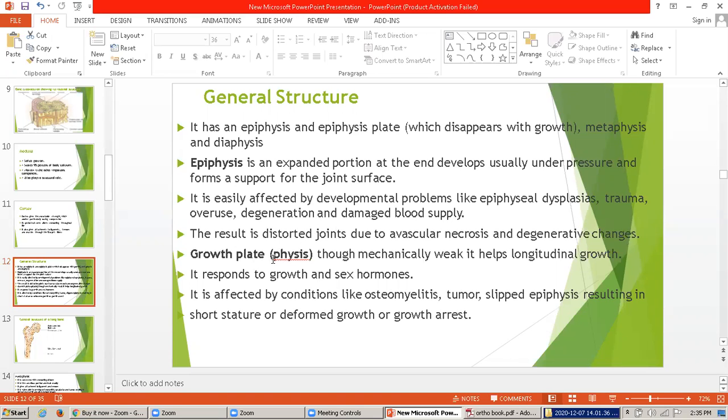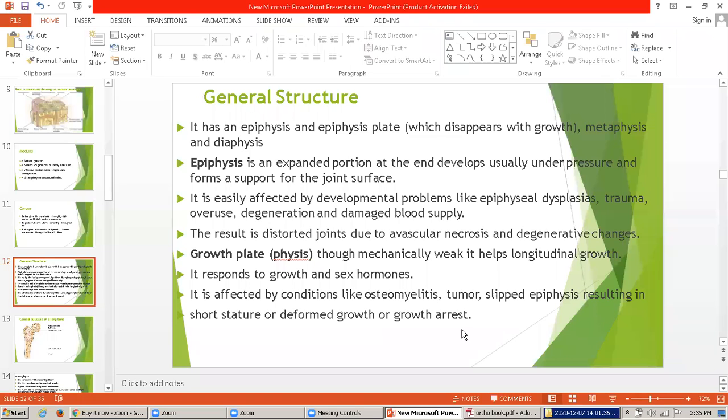Second one is the growth plate, that is the physis. It is mechanically weak and helps longitudinal growth. So the growth plate helps the longitudinal growth of the bone. It responds to growth and sex hormones. It is affected by conditions like osteomyelitis, tumor, slipped epiphysis, resulting in short stature or deformed growth of the growth plate.